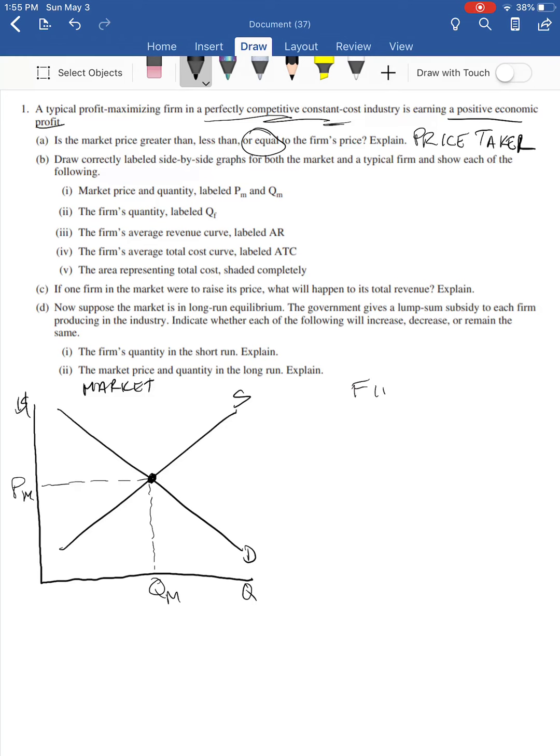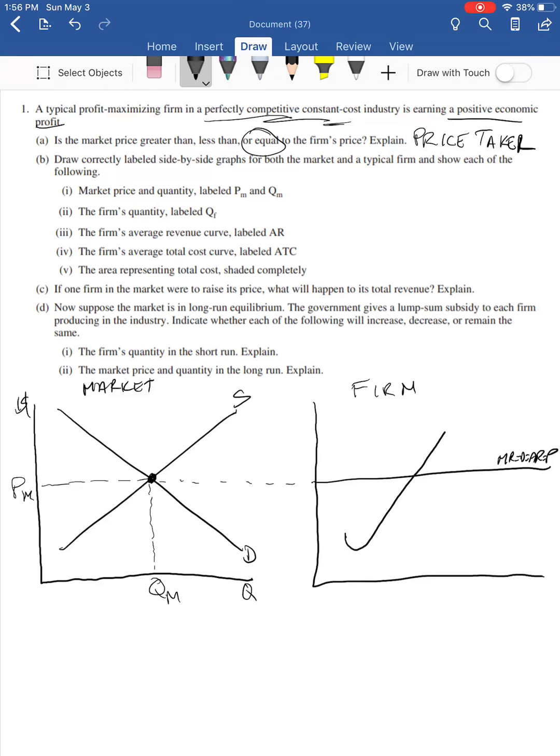So the firm is going to be a price taker. So when we draw the firm's lines here, we've got this marginal revenue equals demand equals average revenue equals price, sometimes known as Mr. DARP, for the firm. We're going to draw a marginal cost curve in here, which shows us where marginal cost and marginal revenue are equal, shows us the quantity that the firm would be producing. We have to make sure we label this graph properly as well.